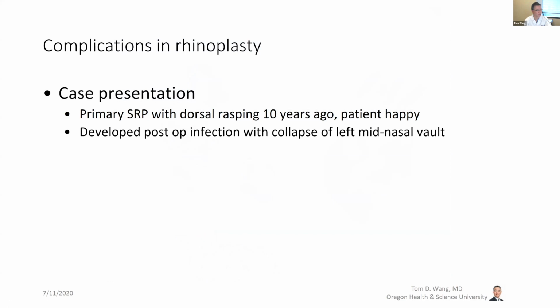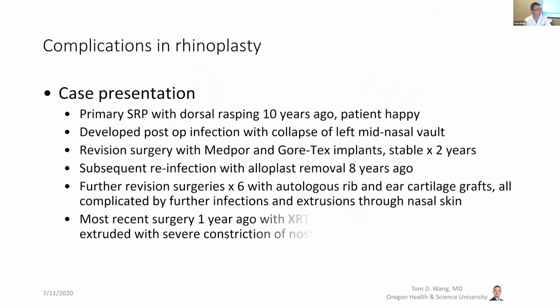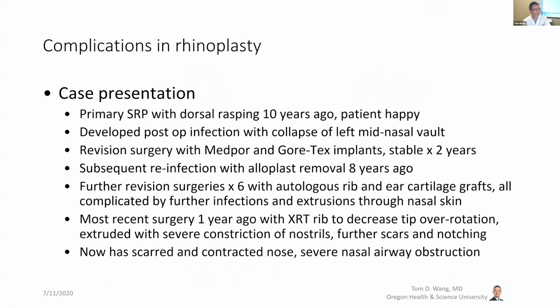So she went back to her surgeon, who then did the following: revision surgery with Medpor and Gore-Tex implants, and was stable for about 2 years after that. And then, of course, became reinfected and the alloplast was removed 8 years ago. And then she underwent 6 further operations, revision procedures with autologous rib and ear cartilage grafts, autologous, of course.